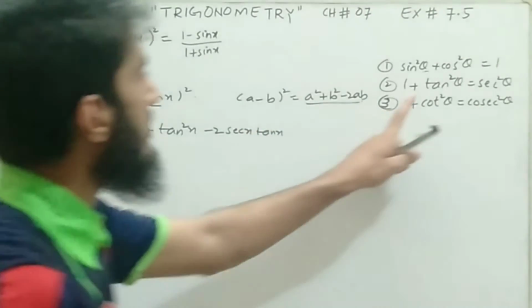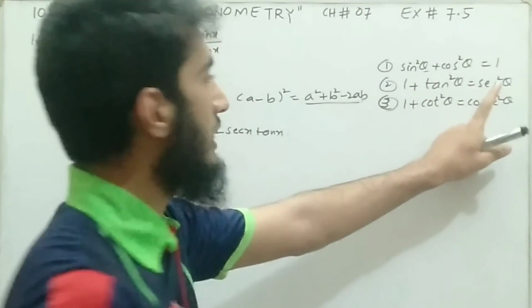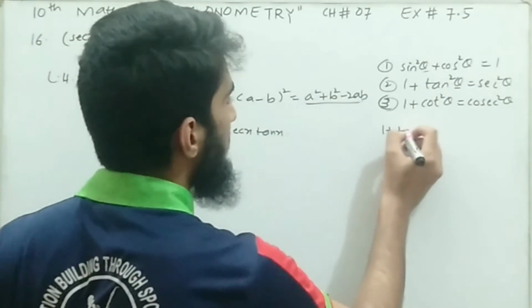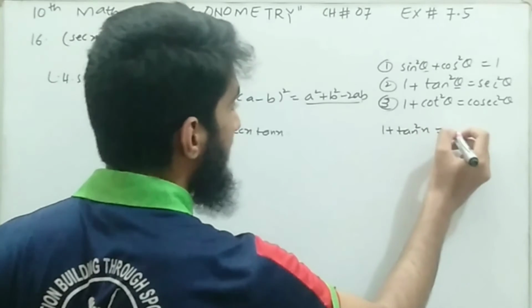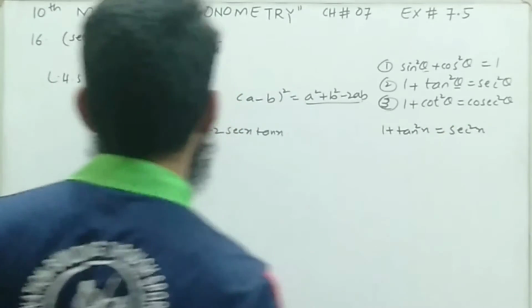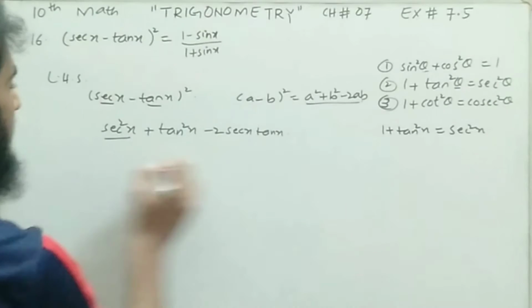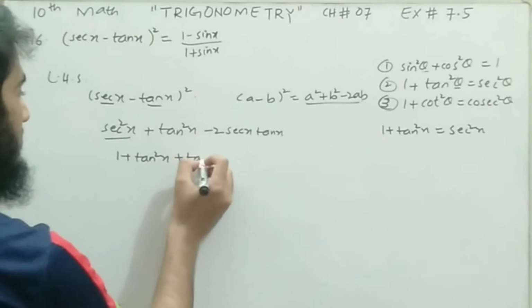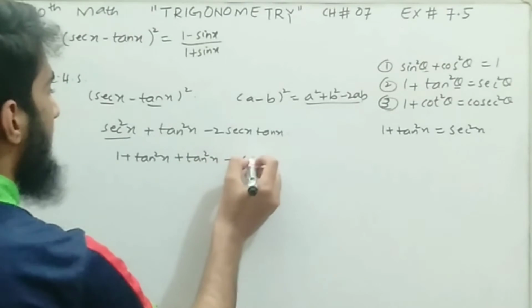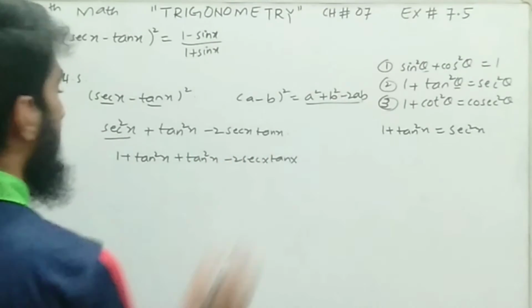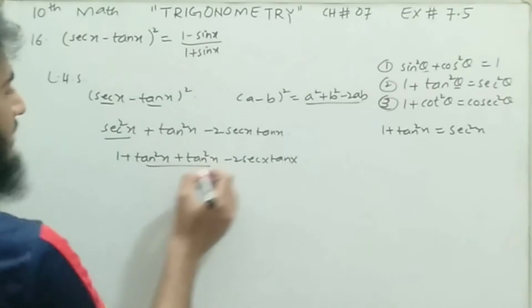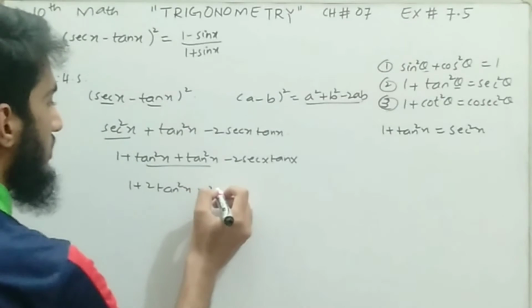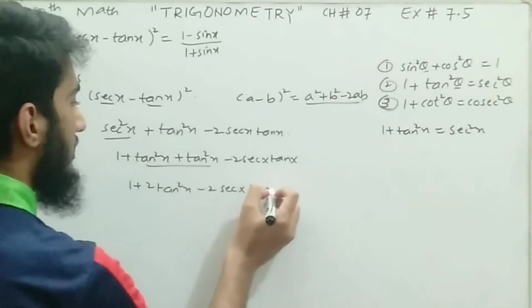Now after this, you know the identity 1 plus tangent square theta is equal to secant square theta. Over here we have the x variable, so just replace theta with x, and the whole equation will become 1 plus tangent square x equals secant square x. So replace secant square x with 1 plus tangent square x, which becomes 1 plus tangent square x plus tangent square x and minus 2 times secant x and tangent x. Now after this it becomes 2 tangent square x, so 1 plus 2 tangent square x and minus 2 times secant x and tangent x.